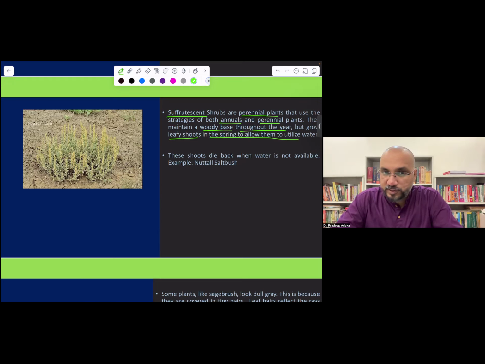Throughout the year it has a woody stem, but during the period when moisture is available, the shoots are very fleshy so that they can absorb and utilize the water. So these fleshy shoots will die back when water is not available. For example, Natal saltbush. So these suffrutescent shrubs are a group, a category, and one example species in it is Natal saltbush. That is the example. This is a group.